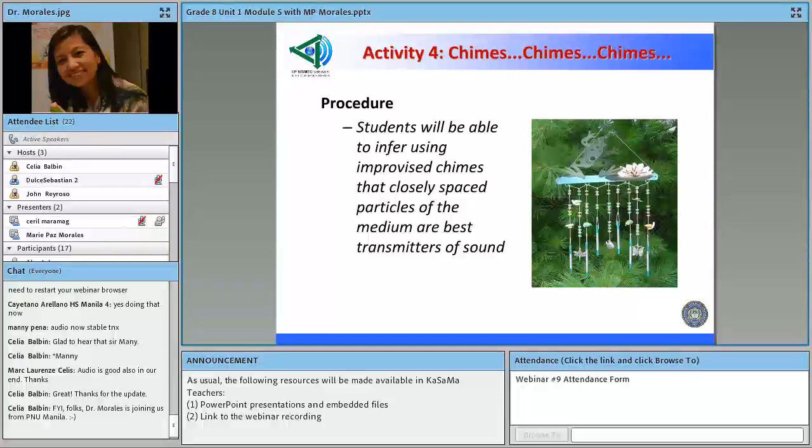We are to ask our students to construct chimes. So this is an example of a chime, as you can see in the projected slide. Okay? We can have 2 to 3 kinds of chimes. One would be the suspended materials are very far from one another. The second one would be they are very closely spaced. So at least we can compare how sound is transmitted in very closely spaced materials and very far apart materials, okay, for the chimes.